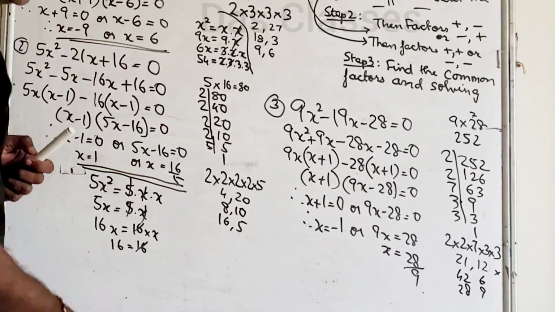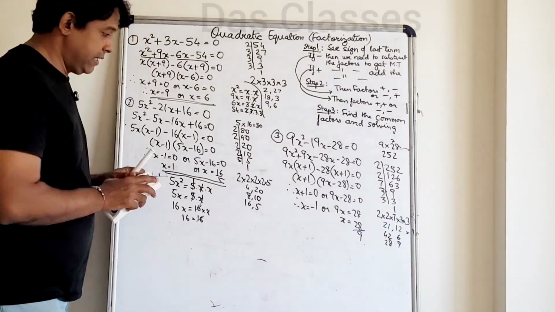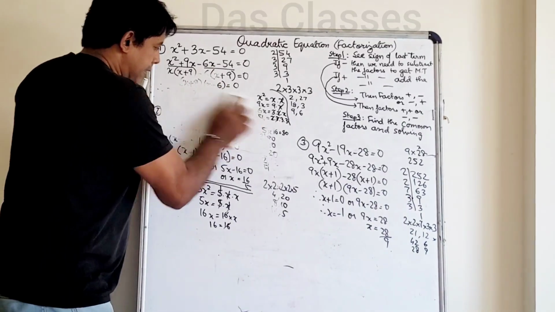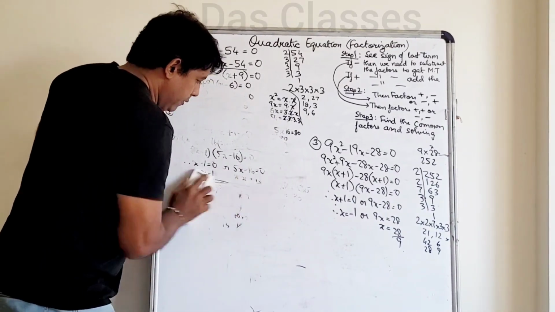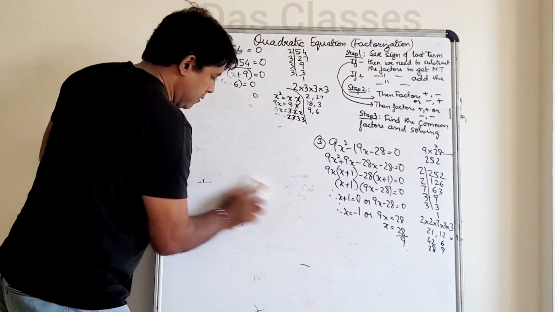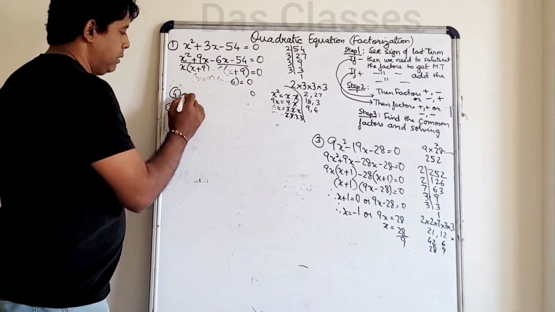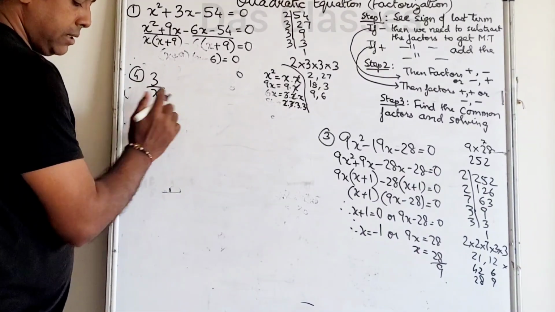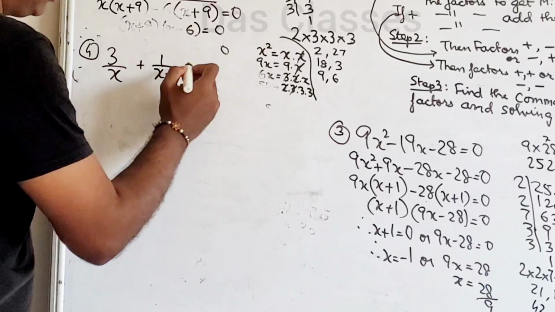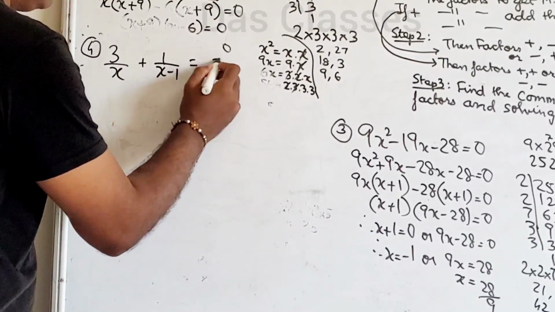These are the types of sums that you'll encounter. Now, what about if a fraction is given? What do we do? We'll take another example. Suppose you have been given a fraction: 3 upon x plus 1 upon x minus 1 is equal to 5 upon 2.